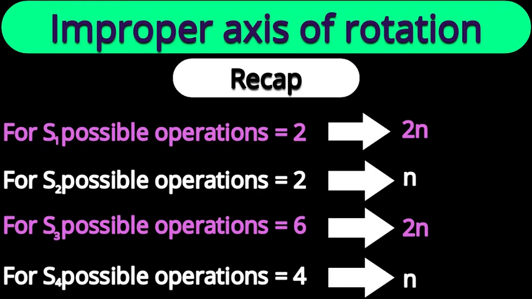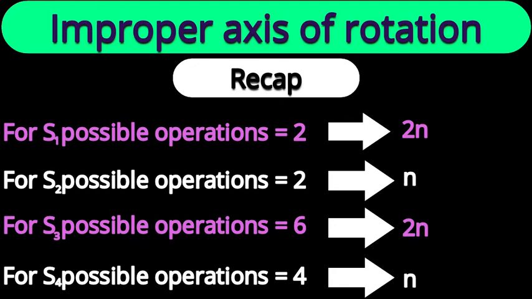If we consider odd as the order of the improper axis of rotation, then the number of possible operations is double the order. It means for S1, 2 are the possible operations. For S3, 6 are the possible operations. In case I had considered S5, 10 would have been the possible operations. For S7, 14 would have been the possible operations. What about the even-ordered improper axis?